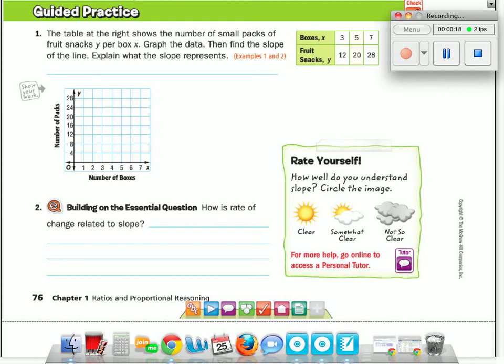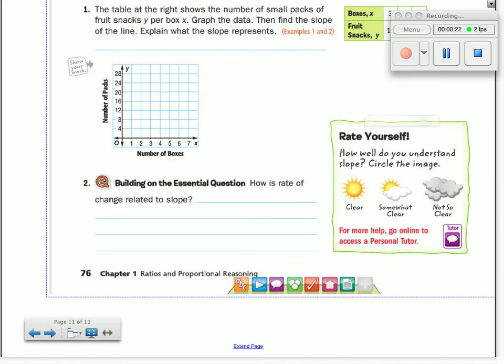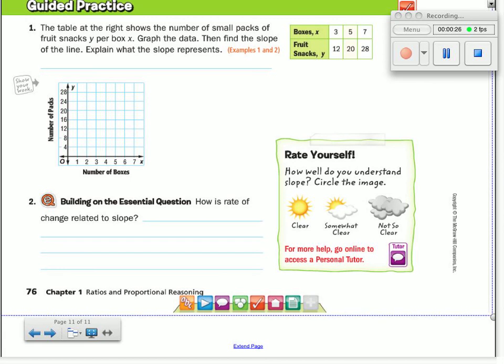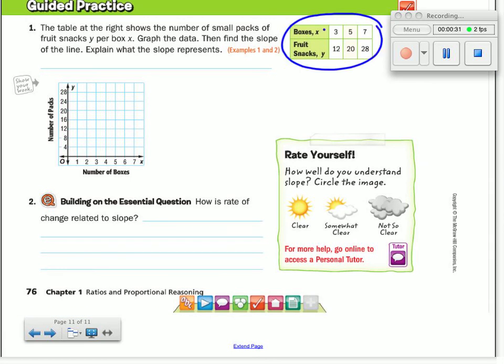So we're going to do 3 things. Again, some of you like to rewrite this chart a little differently. You would rather, because this is your X values, these are your Y's, write them like this, 3, 12, so it looks like ordered pairs, 5, 20, and then 7, 28.